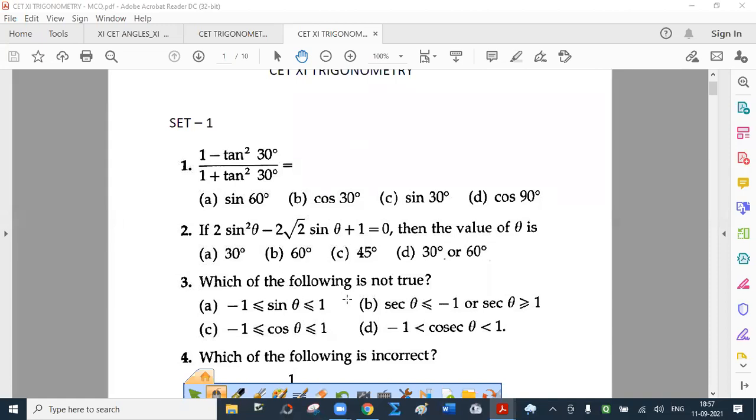Third one, which of the following is not true? Option A, true. Option B, true. Option C, true. So D is not true. Minus 1 less than cosec theta less than 1. So the correct option is D, Delhi.